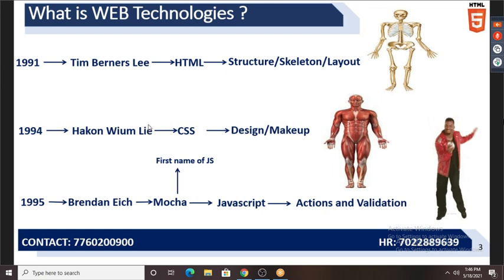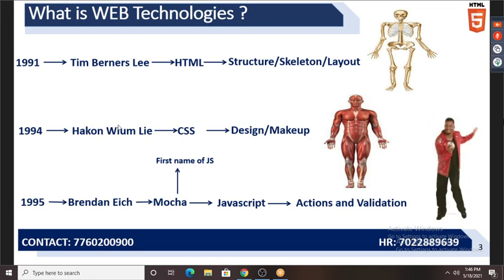Consider JS is like life in your body. JS works only if there is a structure and a design. Clear? With only a skeleton, there will be no life. With only the designing part also, there will be no life. So JS works on HTML and CSS. Clear, Prashant?